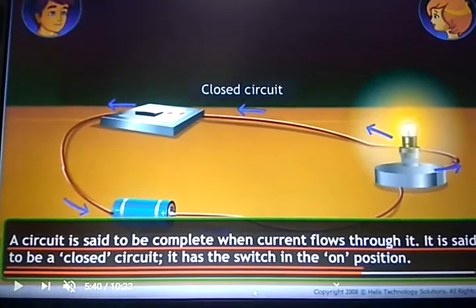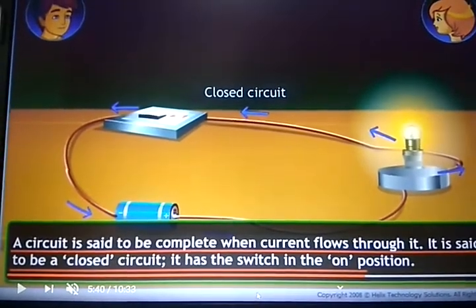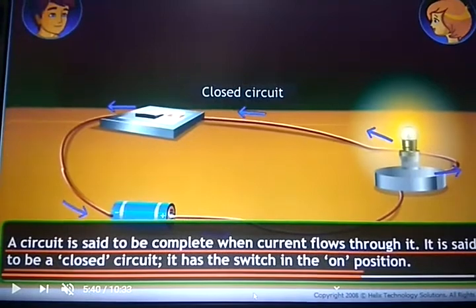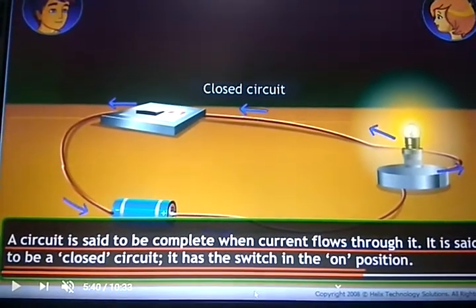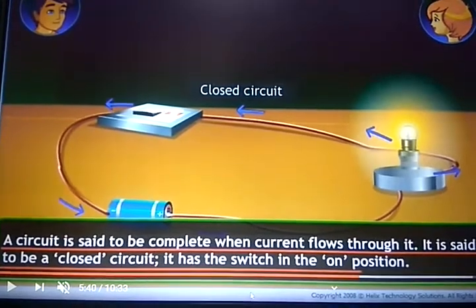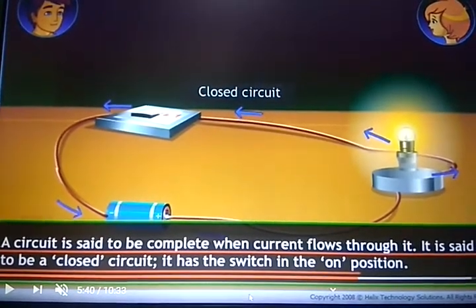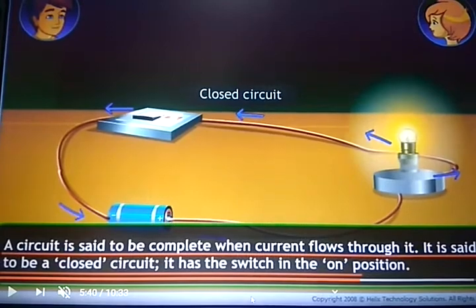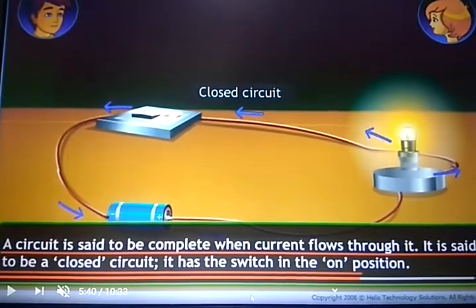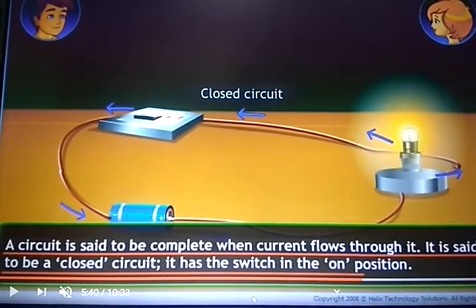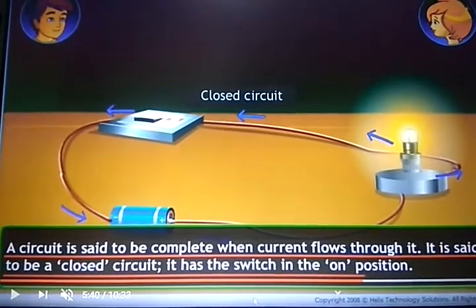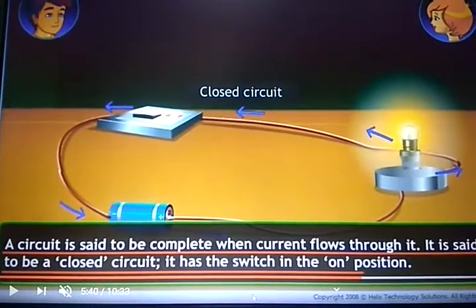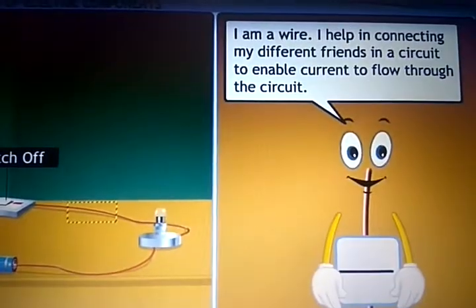This is the diagram of a closed circuit. Closed circuit means the circuit is on. You can see here the bulb is on. So a circuit is said to be complete when the current flows through it. It is said to be closed circuit. It has the switch in the on position, right? Switch is on. You see the direction of the current flows from positive terminal to negative terminal, and the direction of electron from negative terminal to positive terminal. Remember these two points.